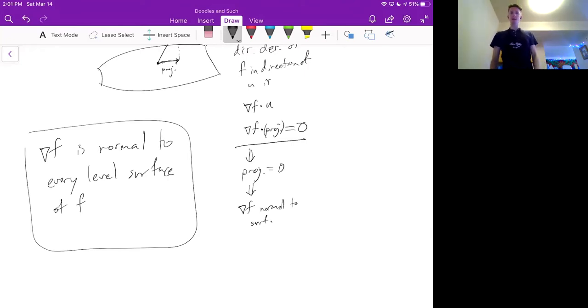Now, knowing that the gradient of f is normal to every level surface of f, could someone explain why in problem 4a on worksheet 10, why is problem 4a true? That the flux of the gradient of f through S has to be non-zero.